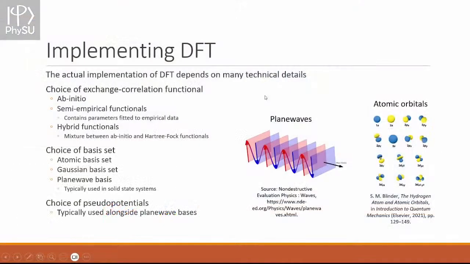Another choice is a Gaussian basis set. There you would take your basis functions to be Gaussian functions. And finally, you also have plane waves that can be used as a basis set. Plane waves are essentially, for example, light is a plane wave. It's something where the phase and the amplitude of the wave is constant within the plane. And because plane waves describe a lot of solid state physics, plane wave basis sets are actually used in a lot of solid state systems when you do DFT.